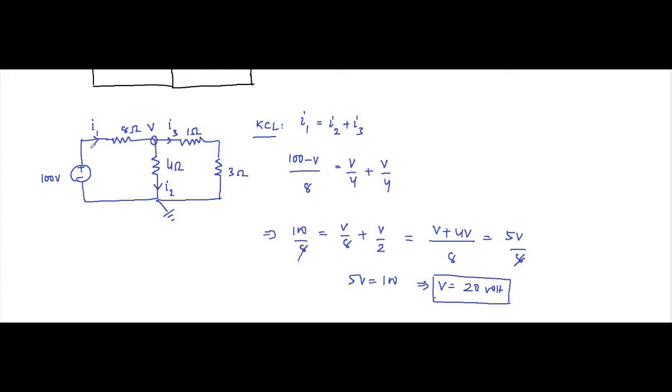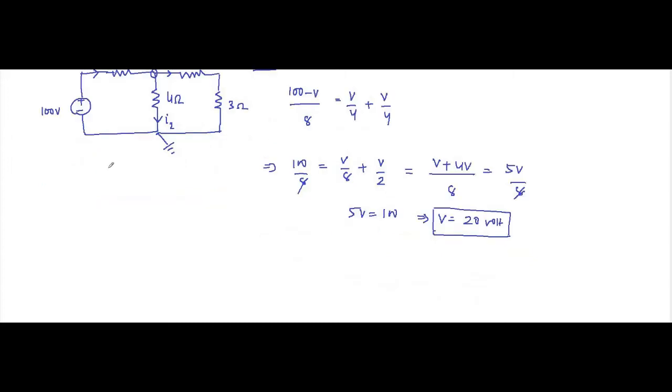Now we have to find out the individual currents. So I1, the current supplied by the voltage source, is 100 minus V by the resistance in between, which is 8 ohm. That is 100 minus 20 by 8, which is equal to 80 by 8, which is equal to 10 ampere. Volt and ohm, that's why ampere. So I1 is equal to 10 ampere.